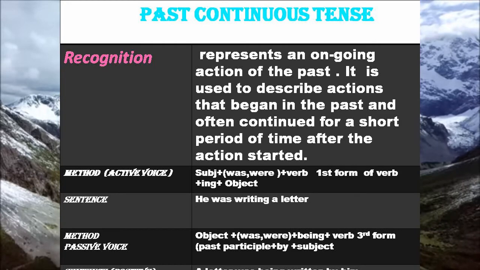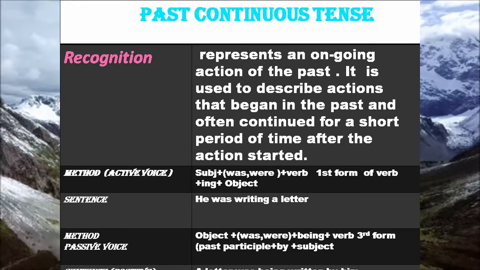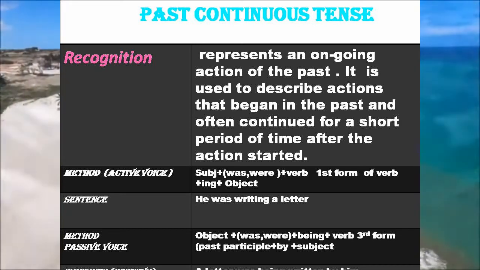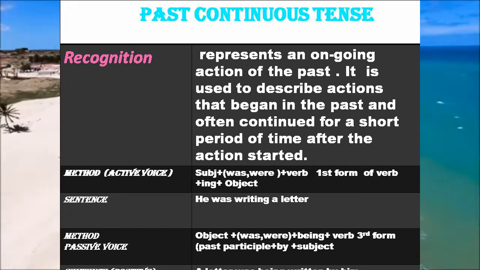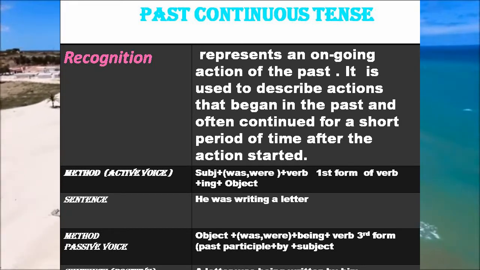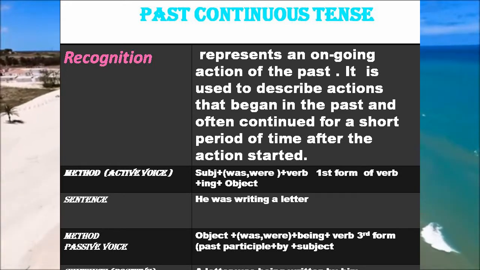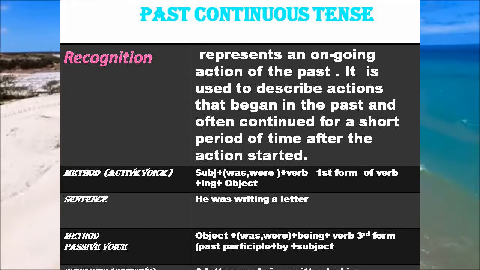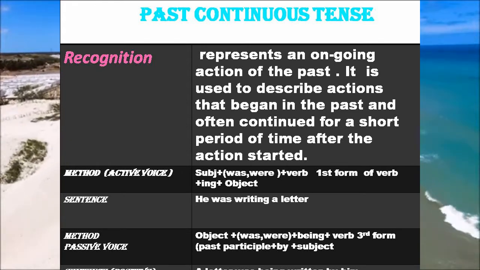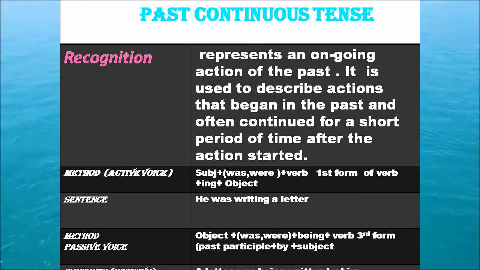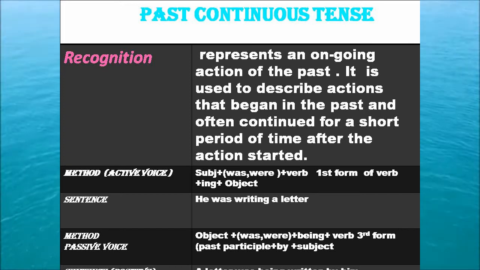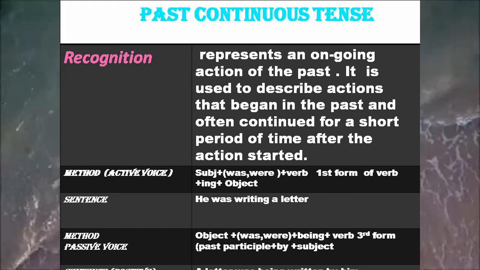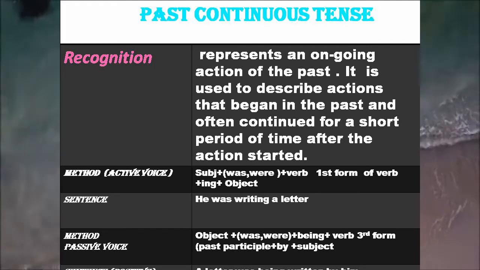Past continuous tense. It represents an ongoing action of the past. It is used to describe actions that began in the past and often continued for a short period of time after the action started. Method, active voice: subject plus was, were plus verb first form plus ing plus object. Sentence: he was writing a letter.